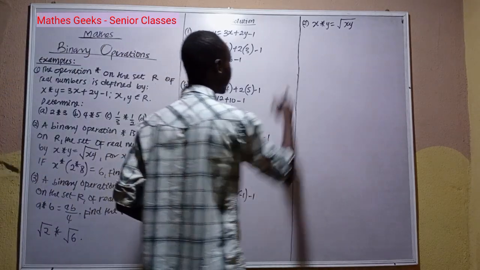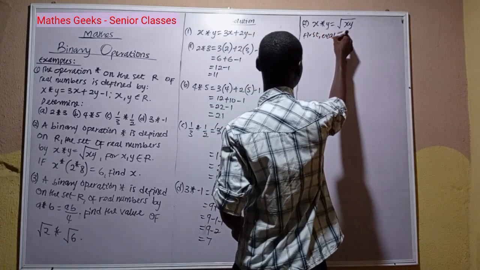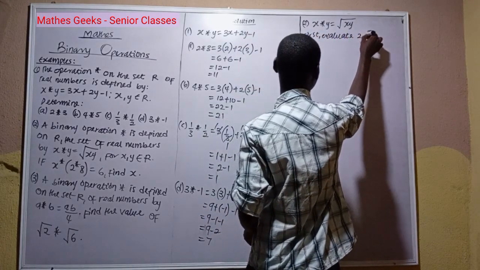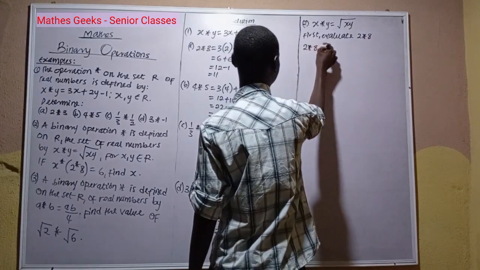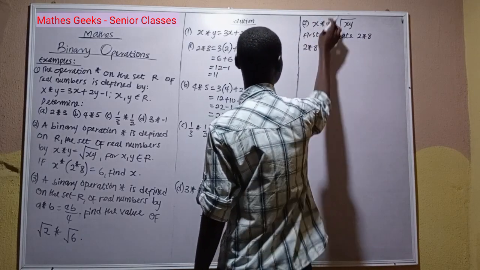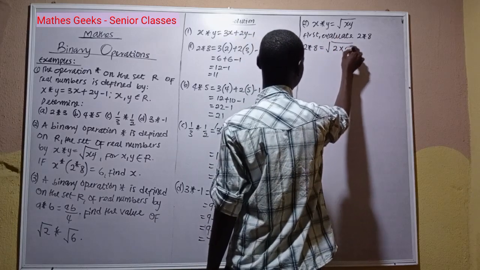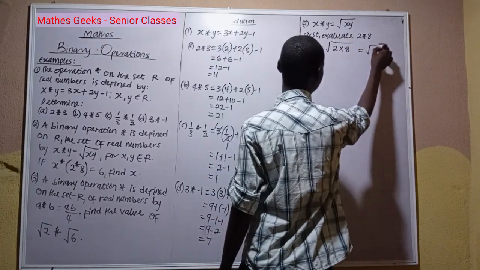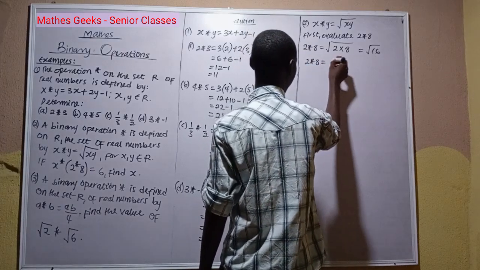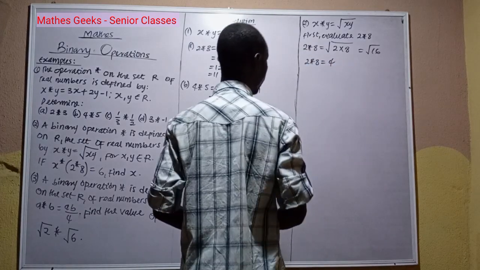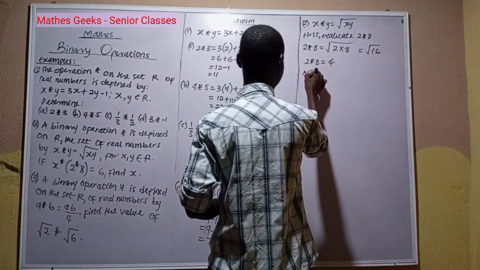So let me first evaluate 2 star 8. Here x is 2 and y is 8, so it is equal to root of 2 times 8, which is equal to root 16. So 2 star 8 is equal to 4. Okay, so we are getting the value of 2 star 8.